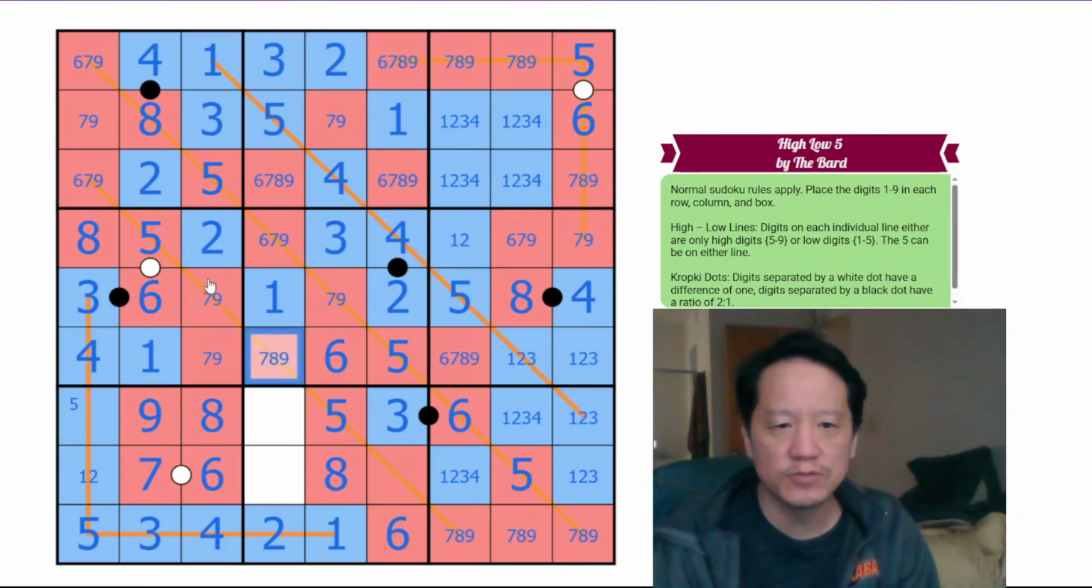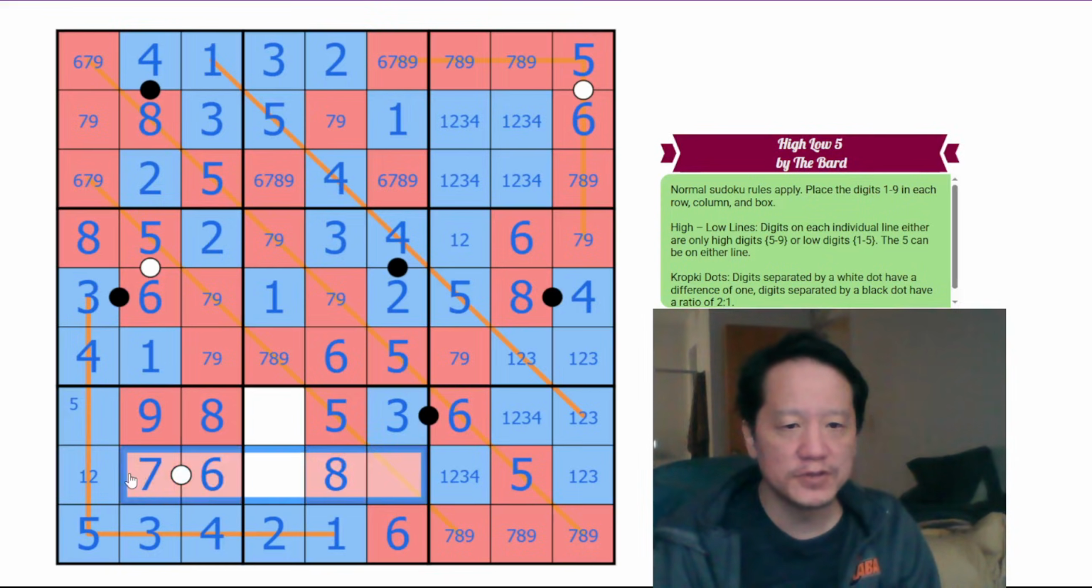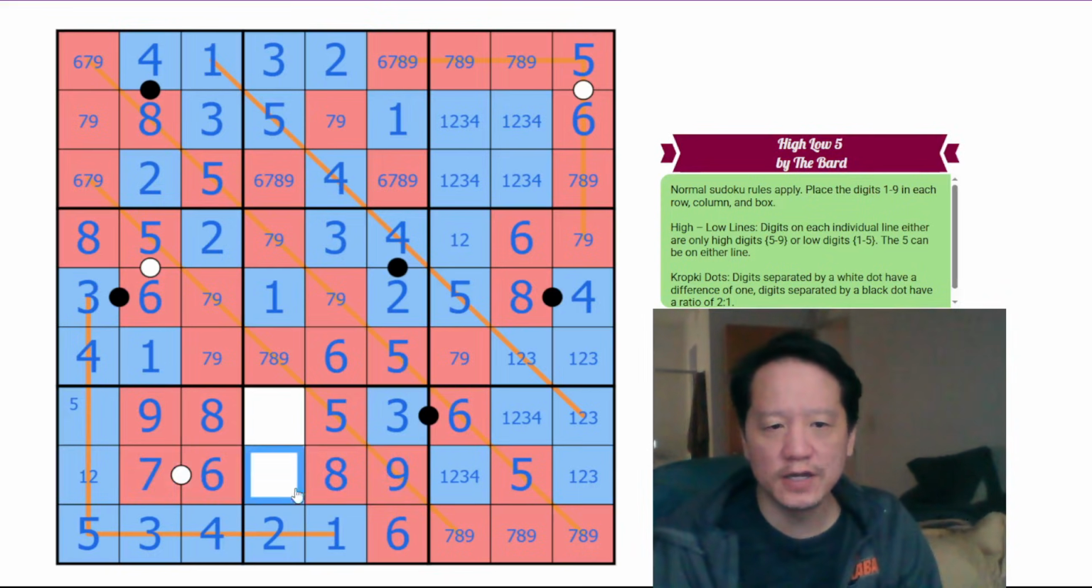That eliminates 6 in the rest of the box and row. This can't be 8 because of 8 in the box. So that means in box 6, where is the 6? It has to be here. So that's 6. This is the last high digit, so it's 9. This must be low then, and it cannot be 5, so this must be 4, which makes this a high digit, and is 7 remaining.